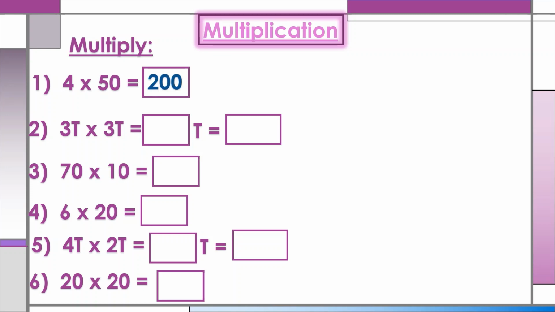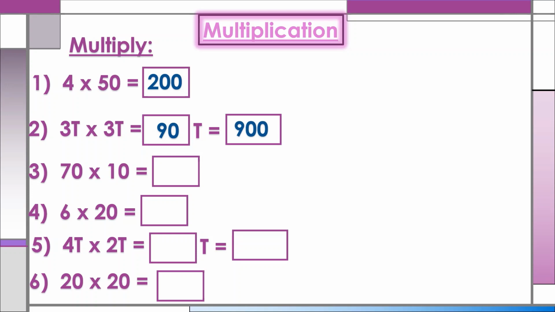3 multiplied by 3, we get 9. And here we have 1 ten here. So only 1 ten we have to write with 9. That is 90 we write. Now 90 tens, we write 900. 90 multiplied by 10, we get 900.